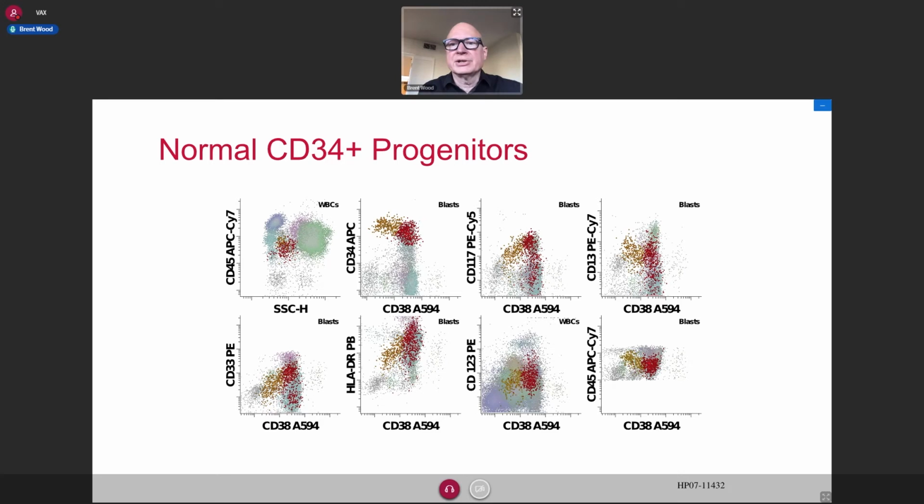CD13 is expressed, as is CD33, but at lower levels. HLA-DR is expressed at a lower level. CD123, the interleukin-3 receptor alpha chain, is expressed at a low level. And CD45, kind of paradoxically, is expressed at a slightly higher level than that of the lineage-committed progenitors in red. So this defines what normal hematopoietic stem cells look like. Next.